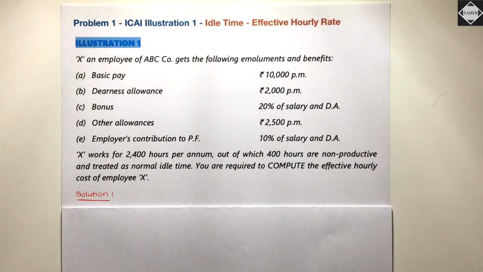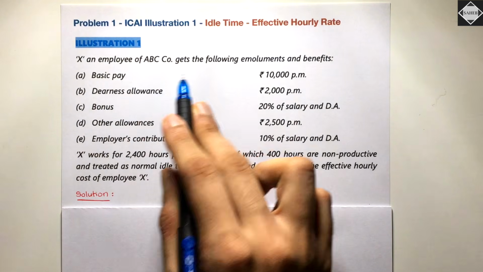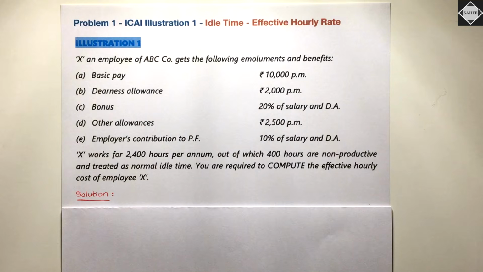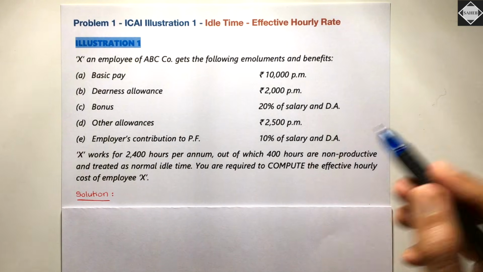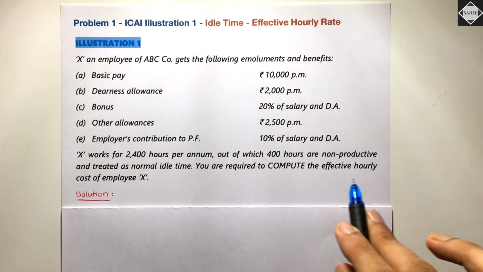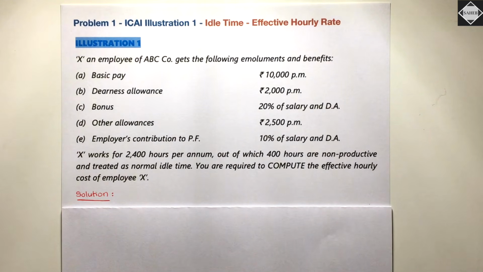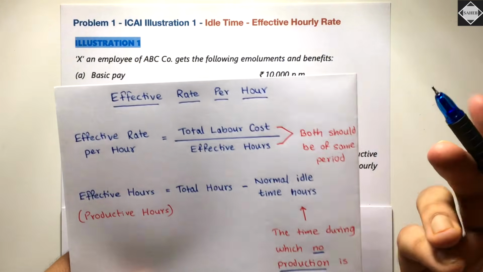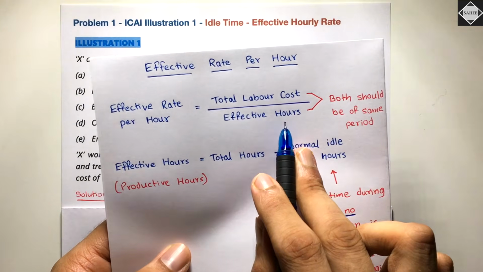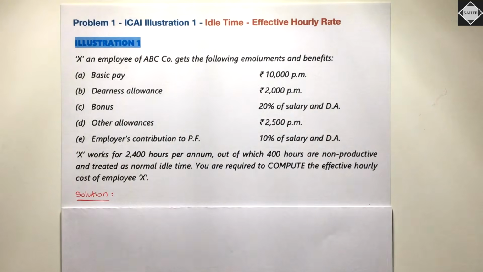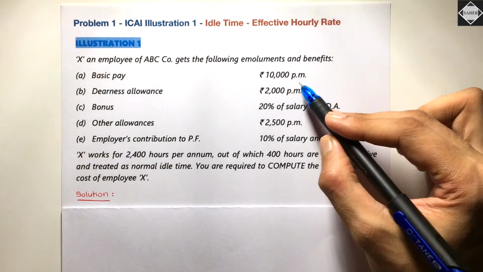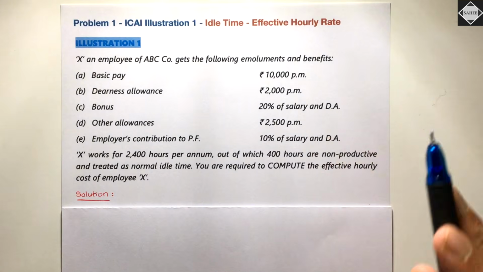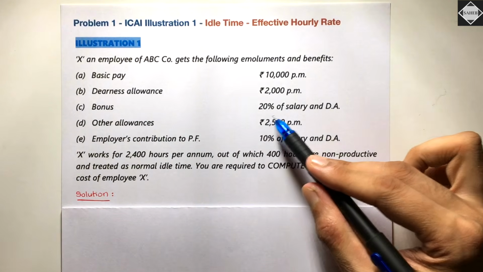Let's begin. See here, X, an employee of ABC company, gets the following emoluments and benefits. First understand what they have asked us to calculate. See the requirement first. You are required to compute the effective hourly cost of employee X. We need to calculate this effective rate per hour. So what do you need? You need total labor cost and effective hours. These are the two things you need. Is it clear? So just understand the question now. See here, basic pay 10,000 per month, dearness allowance 2,000 per month, bonus 20% of salary and DA.